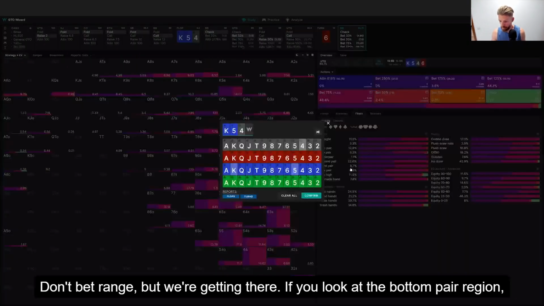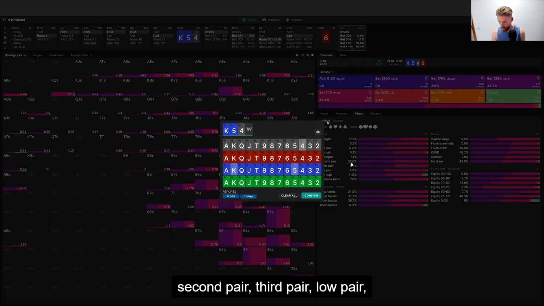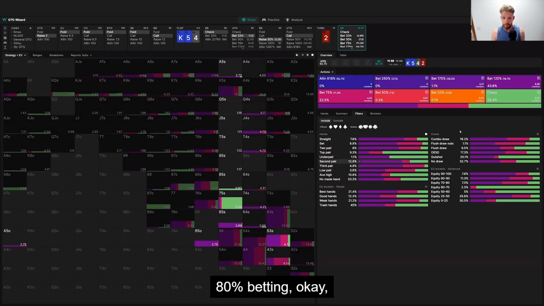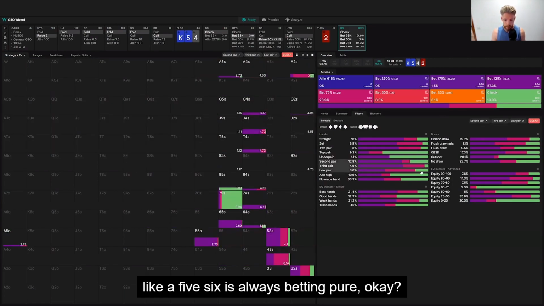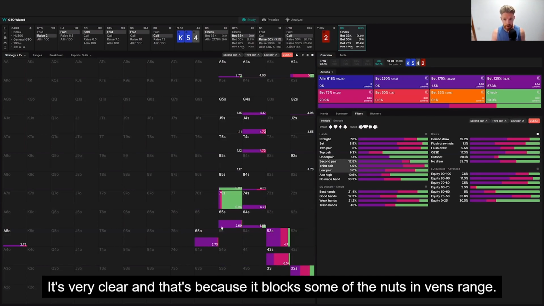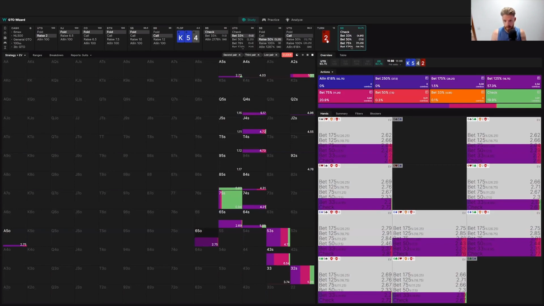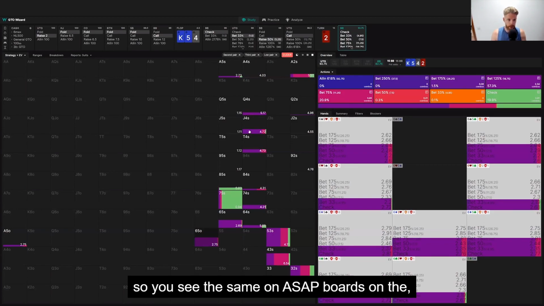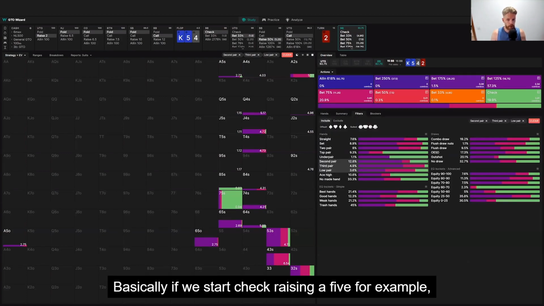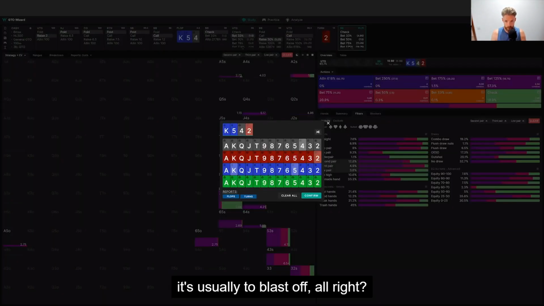If you look at the bottom pair region, second pair, third pair, low pair, 80% betting. A 5-6 is always betting pure. It's very clear, and that's because it blocks some of the nuts in villain's range, so we will just use it to blast off, basically. You see the same on ace-high boards, on the A-6-5, basically. If we start check-raising a 5, for example, it's usually to blast off.